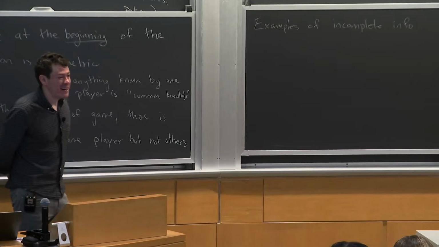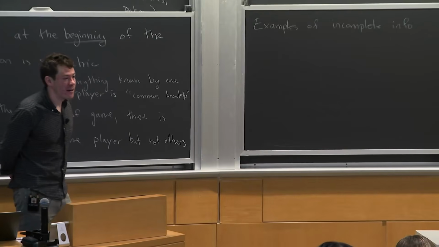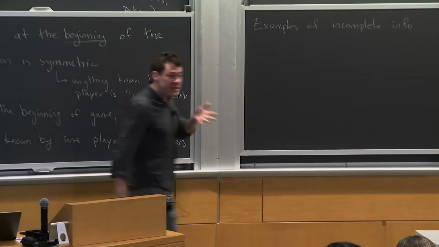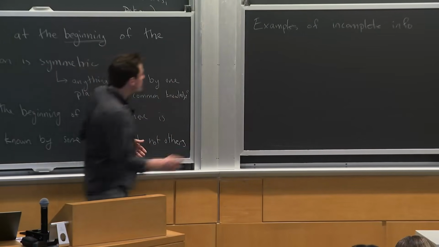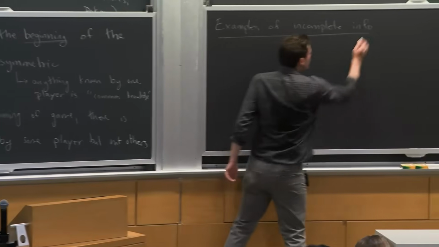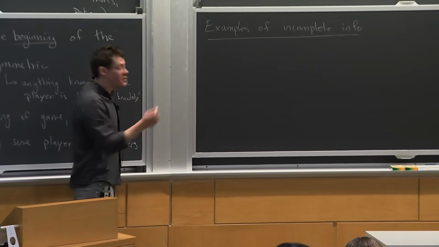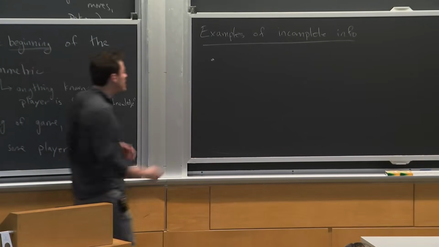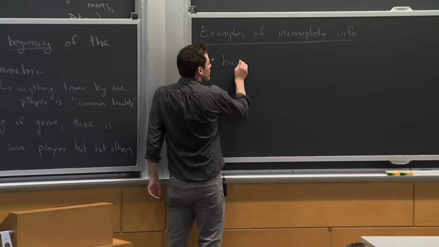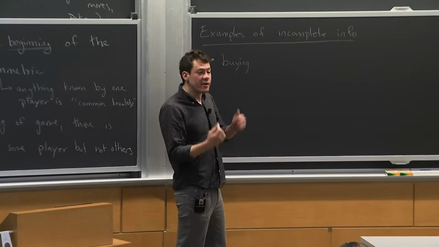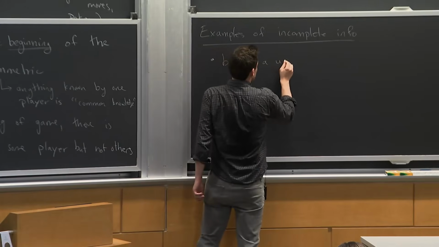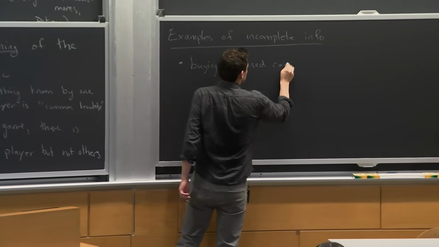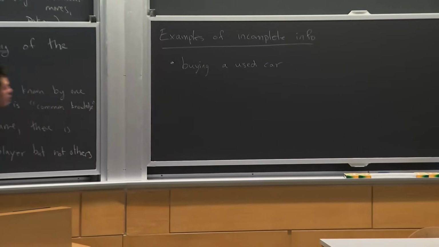Would one of them be like when there's price haggling and they don't know each other's values? Exactly. That's a great example. And actually, that fits in. The first example I was going to give is kind of a special case of that. So this is the kind of classic example, and it exactly fits into your setting. And this, I would say, is buying a used car, and of course, price haggling over the used car. Let's say we're haggling over the price of the used car.